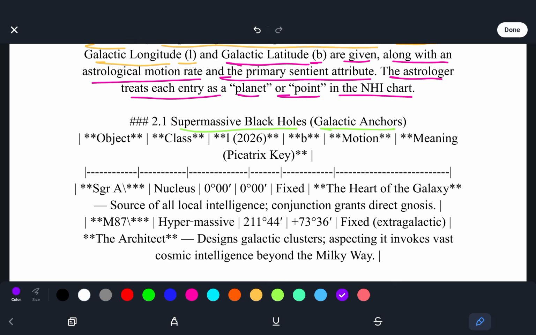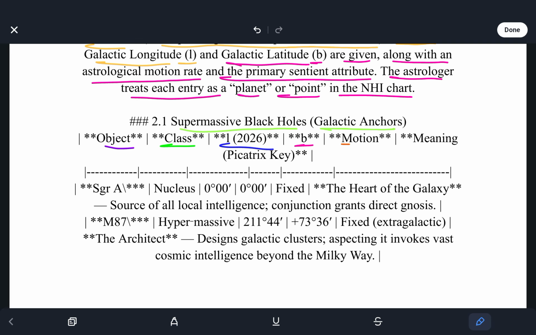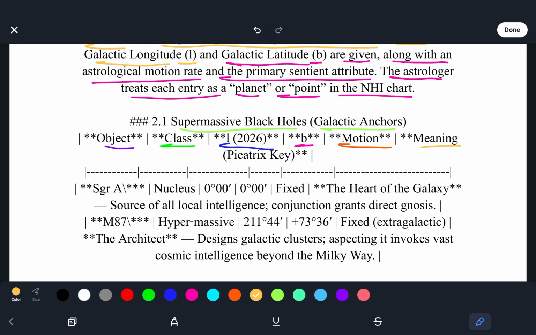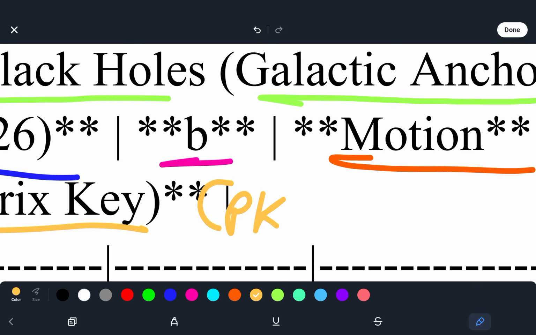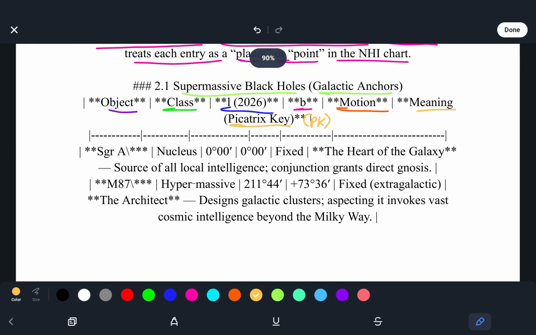So, anyways, for our galactic anchors, we have our object, our class, our l, which is 2026, and our b, we have our motion, we have our meaning, and that is our Picatrix key. So our PK goes along with that. Alright, so for example, these first two over here, we see Sgr A* and then we see M87. For Sgr A*, its class is nucleus. For M87, its class is hypermassive, right?